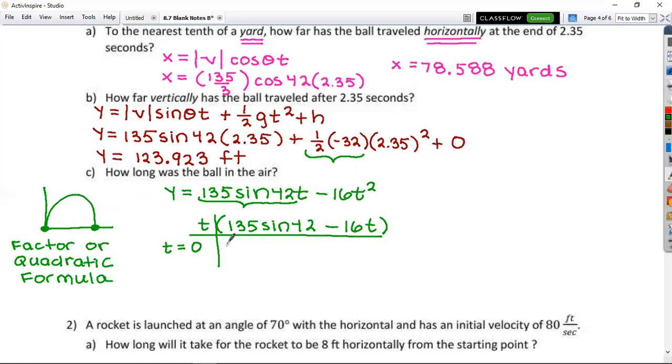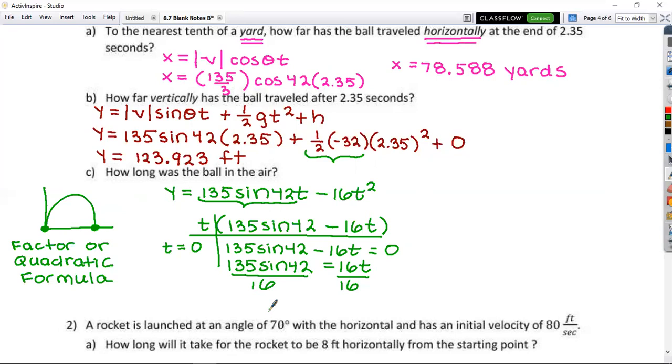And then for my other one, I'm going to go 135 sine of 42 minus 16t equal to 0. So add that one over, and then you're going to take this and divide it. But again, your quadratic formula will give you the same two roots. Doesn't matter. This one's faster to just do like this because it's possible. So divide by 16 and round accordingly.